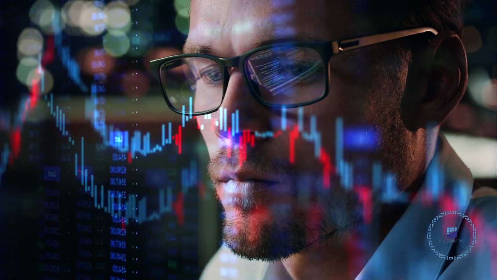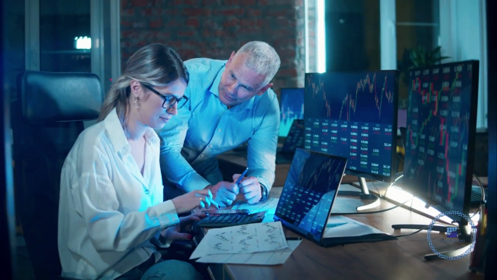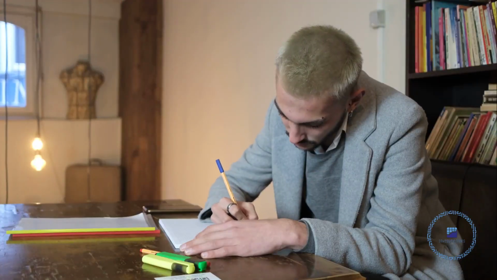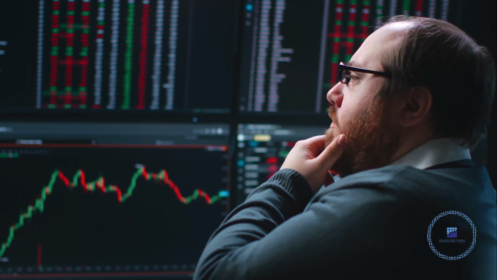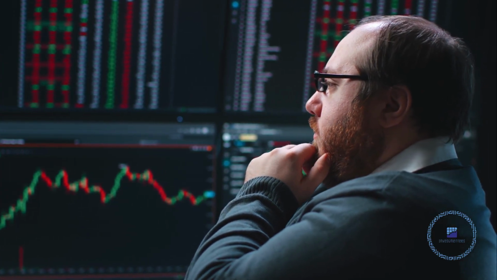Most traders benefit from using a hybrid system. Digital logs handle numbers and analytics. Handwritten notes capture emotions and thought processes. This combination creates both statistical clarity and psychological insight.